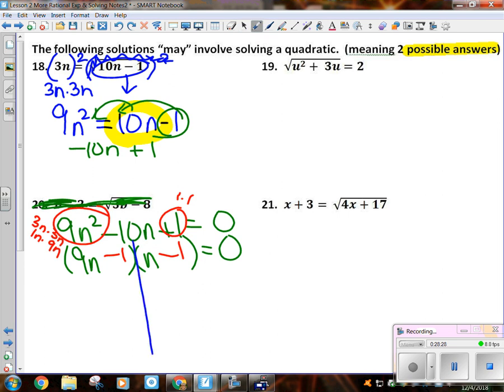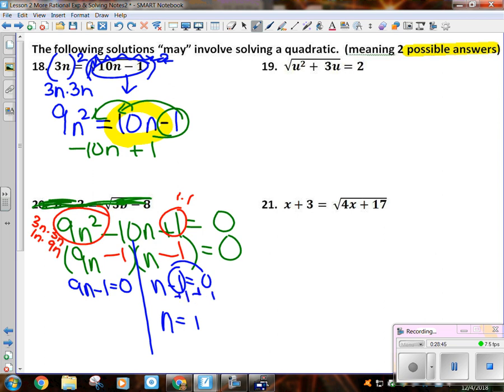First one I get's a fraction. 9n minus 1 equals 0. n minus 1 equals 0. Second one's easy. Who knows the second answer just like that? Positive 1. If you move this n over, you have to add 1 to both sides.